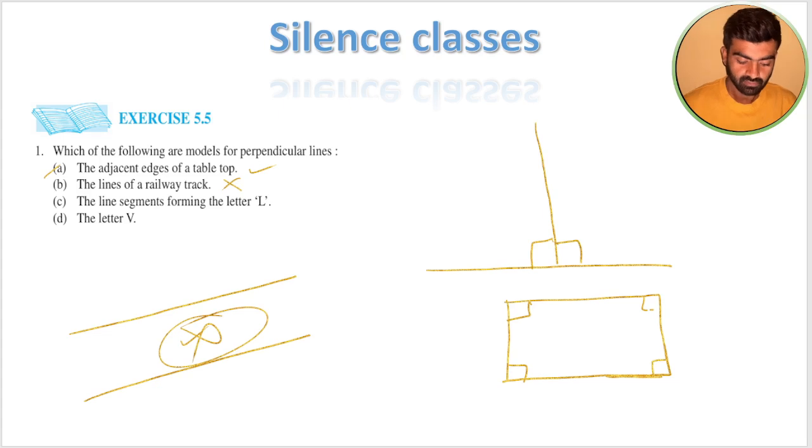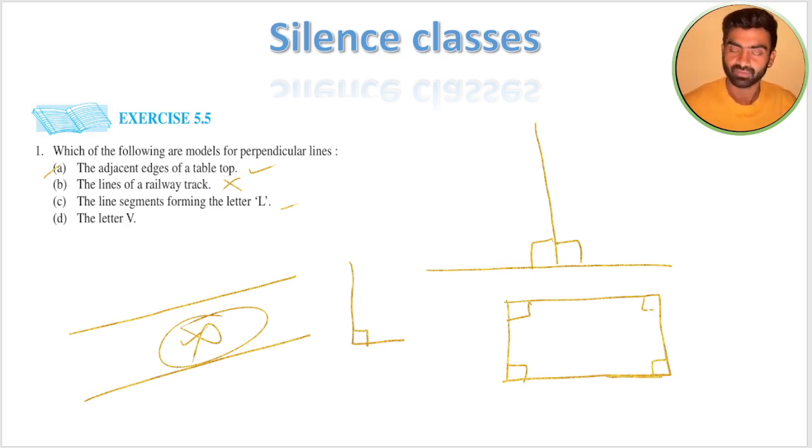C, the line segments forming a letter L. Whenever we make an L, we make it like this. You can check it out. It is forming a 90 degree angle. So yes, it is perpendicular lines, because the formation of a 90 degree angle is what perpendicular lines do.